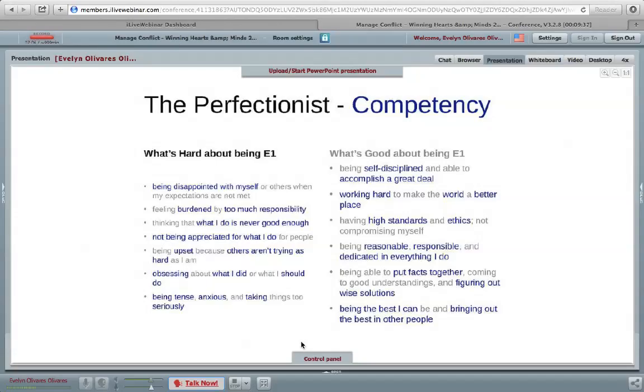If we look then at what's good about being a perfectionist, I'm self-disciplined and able to accomplish a great deal. I work hard and make the world a better place. I have high standards and ethics, not compromising myself. Being reasonable, responsible, and dedicated in everything that I do. Being able to put facts together, coming to good understandings, and figuring out wise solutions. Being the best I can be and bringing out the best in other people.